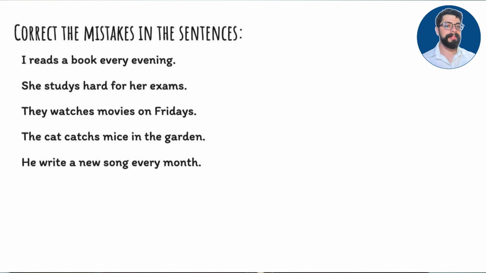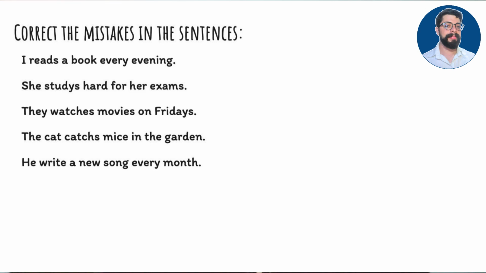We have a verb that ends in Y, and the Y is preceded by a consonant rather than a vowel. So we shouldn't simply add an S, but rather we should add IES. Sentence number 3, they watches, the same mistake as number 1. We cannot add S or ES with they. The cat catches mice in the garden. Here it is correct because the cat's pronoun is it.